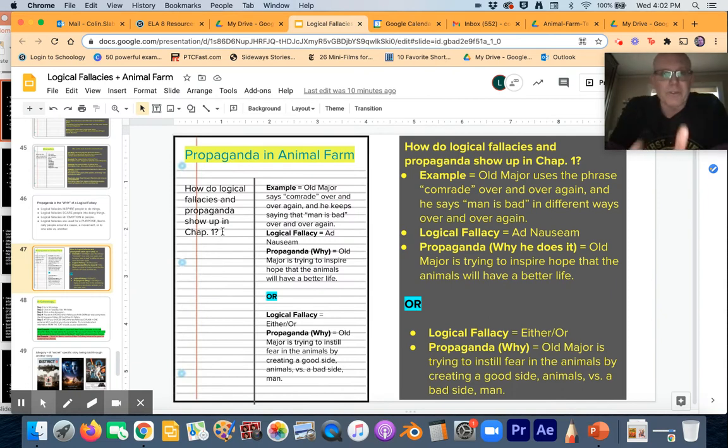So first question, how do logical fallacies and propaganda show up in chapter 1? Okay, so the example here I'm going to give you is that I heard something where Old Major says comrade over and over again, and he keeps saying that man is bad. He says that all the time. Not just one line. He said, anything on 4 legs and wings is good. Anything on 2 legs is bad.